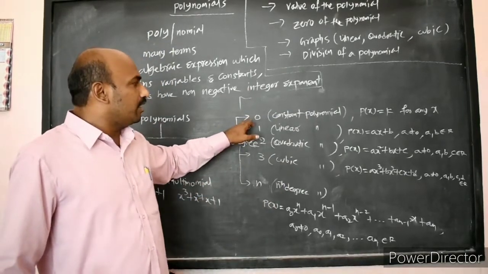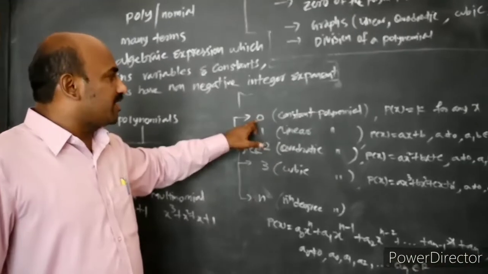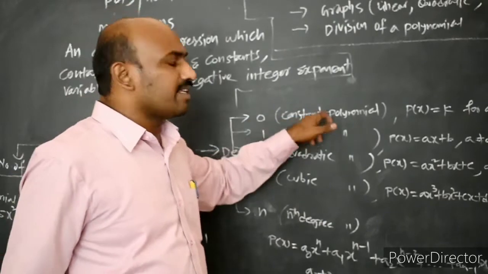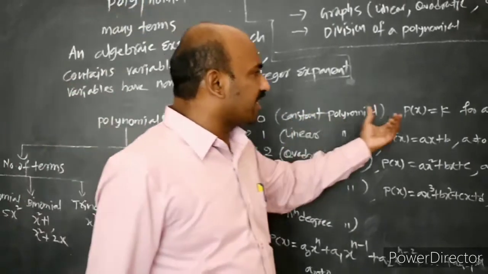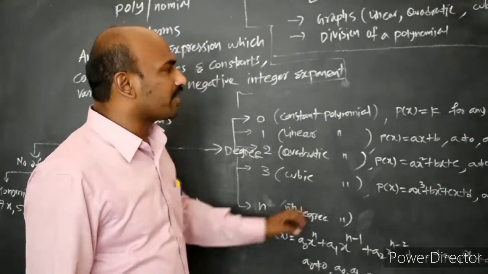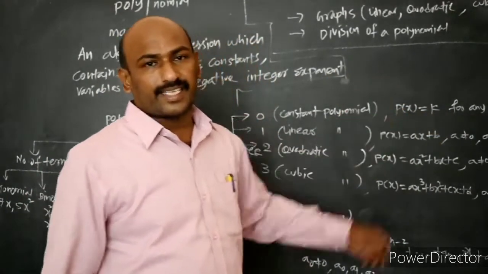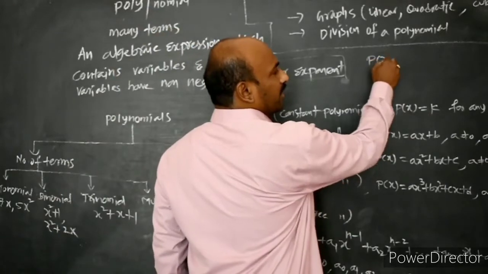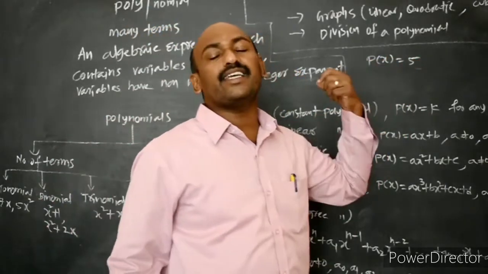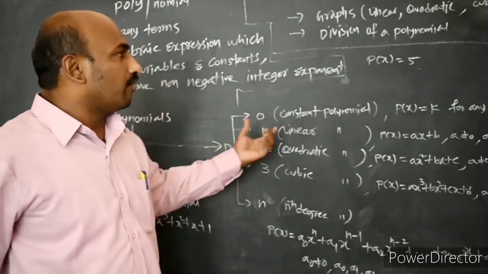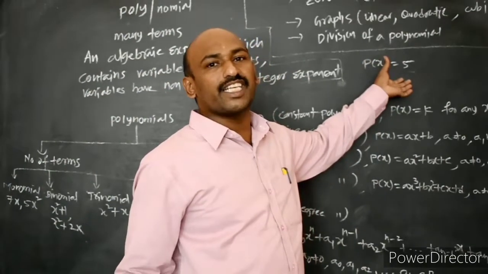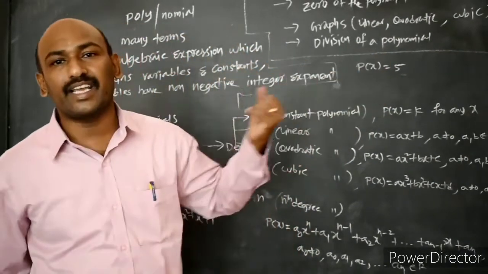First of all, when you take degree 0, degree 0 means a constant polynomial. We can say p of x equal to k for any x, that is the general form. Not only that, we can take p of x equal to 5. If there is no variable in the term, then we call it a constant polynomial. Whatever value of x you substitute, it becomes the same value. Y value is not changing. You are changing x only.